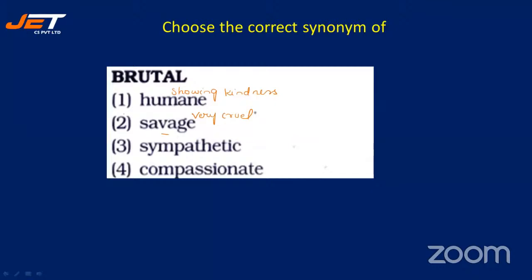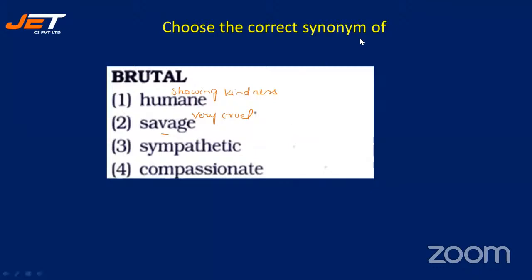Brutal. You would have seen in the movie, it was a brutal killing. Right. So now here you need to give me the synonym. So humane means showing kindness. Quickly note down, students, so that if this question comes, you can quickly understand it. Then you can immediately choose the correct answer. Humane means showing kindness. Savage means being very cruel. All right, sympathetic means showing sympathy. Compassionate also means the same, sympathy or showing kindness. All right, yes. Now you can give me the meaning very easily.